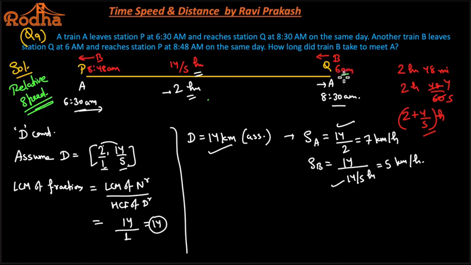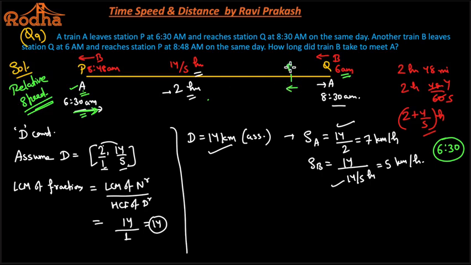So if I see at 6 a.m., this train doesn't exist. This train started at 6:30 a.m. That means 6:30 is the minimum time we can work upon, because before 6:30 the train doesn't exist. At 6 a.m. this train doesn't exist here. So now I can say that the least time when both bodies are moving is 6:30, right? So I can take 6:30.